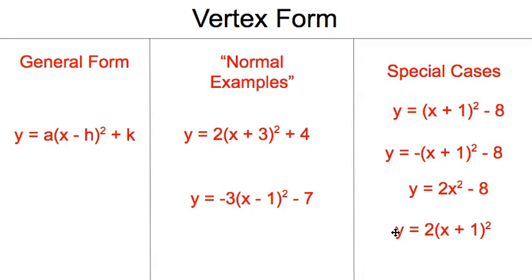And we can also look at what happens when k, the number added to the end, is 0. When that's the case, there just won't be anything there. So all four of these that you see in this column are actually in vertex form.